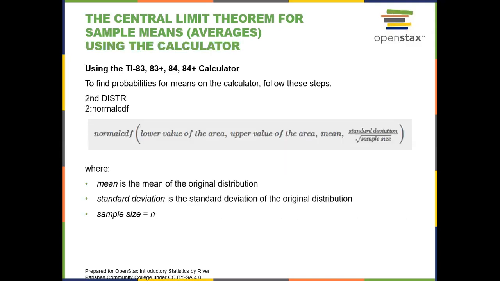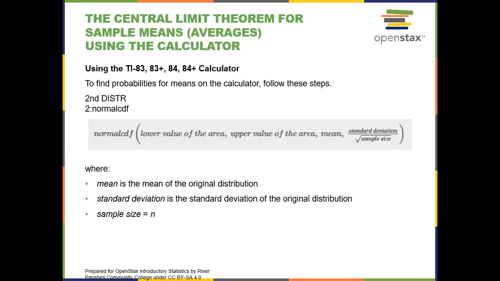To find probabilities of the means on the calculator, follow these steps. It's very simple, similar to what we did previously. We will use second vars 2, which is normal CDF. Second vars gives you distributions. Number 2 is normal CDF.